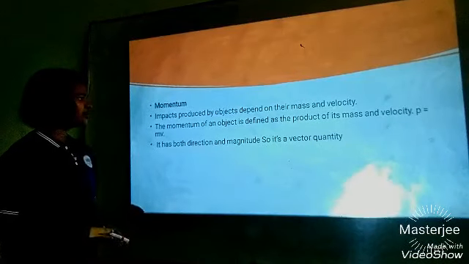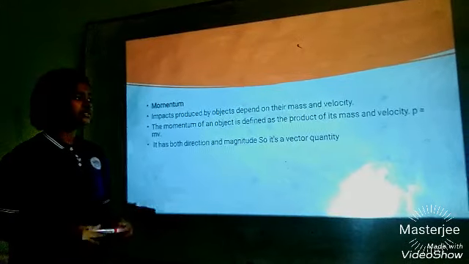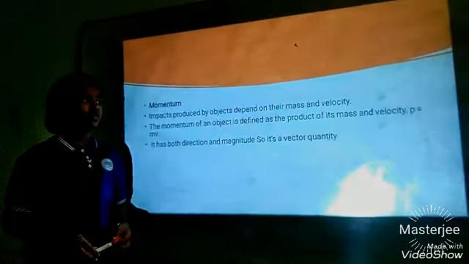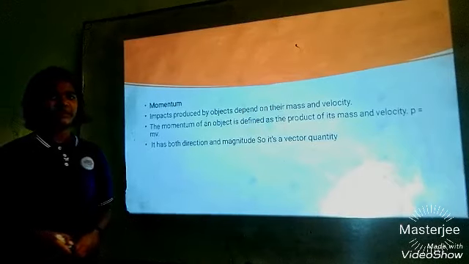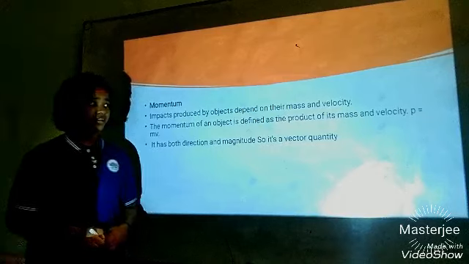Momentum. Impact produced by objects depends on their mass and velocity. The momentum of an object is defined as the product of its mass and velocity. P is equal to m into v. It has both direction and magnitude, so it's a vector quantity.